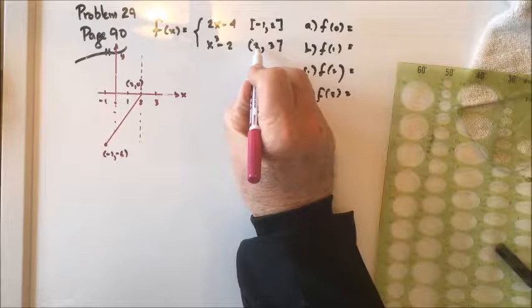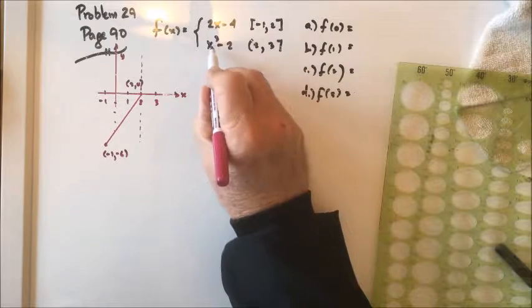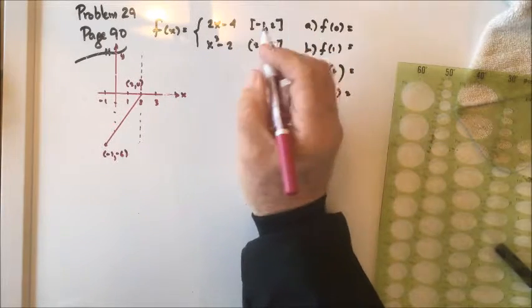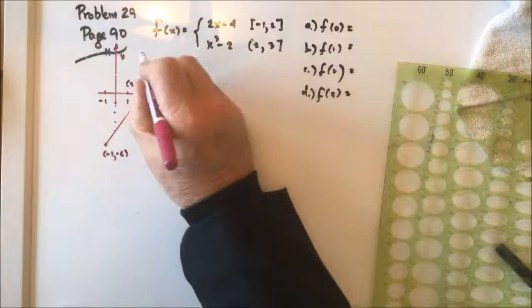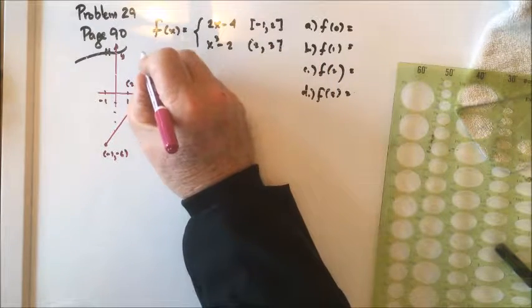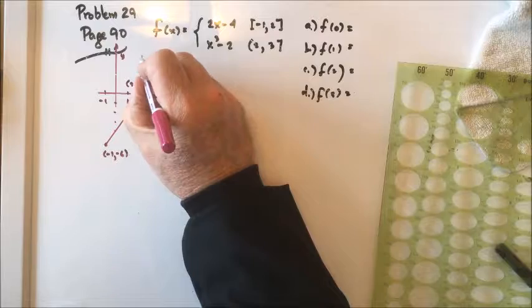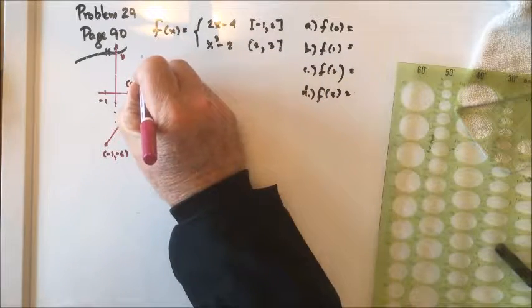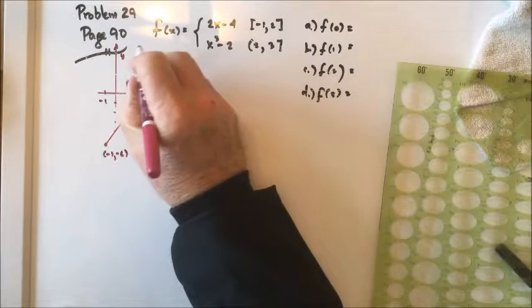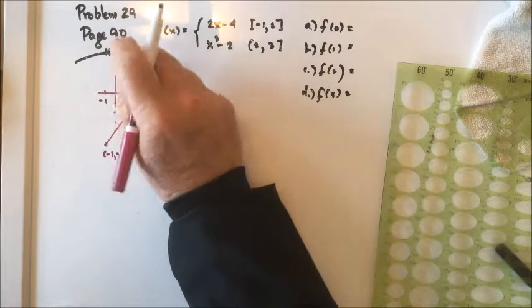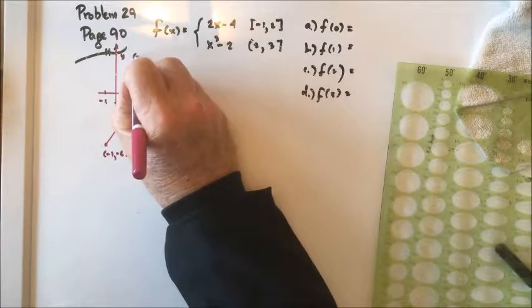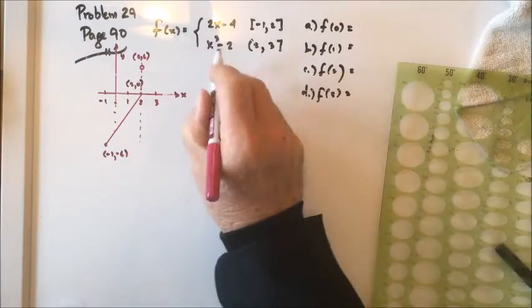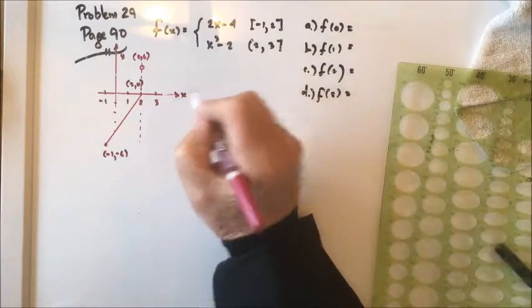I'm just going to plot the points for a second. If I put in 2, I get 2 cubed is 8 minus 2 is 6. So at 2, this function would have a value of 6, and I'm just going to write that here. But notice it's an open interval, so I'm going to indicate that in this manner, and I'm going to say that this point is the point 2, 6.